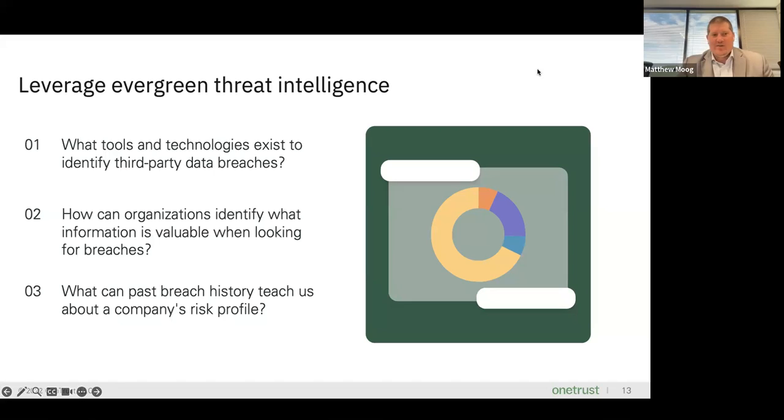And then maybe jumping down to this third question here, I absolutely love this one: what can past breach history teach us about a company's risk profile? Yeah, I really look at it as a time scale. I love to break things into buckets of long-term, medium-term, short-term. From a long-term breach history, it's going to tell us how a company responds. Are they on the trajectory to getting better? Is their hygiene becoming cleaner? Are they making progress?